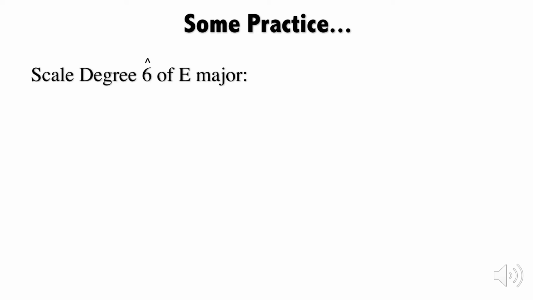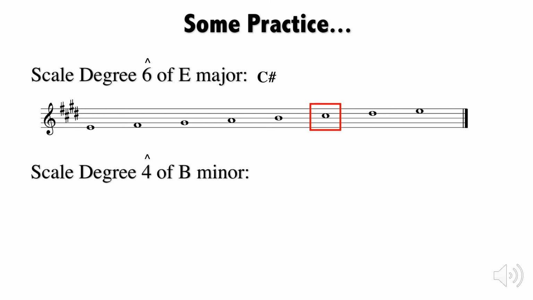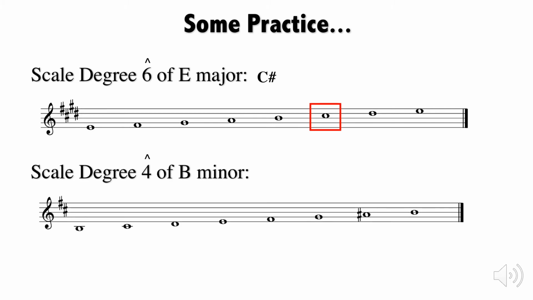So let's do some practice with scale degrees. What is scale degree number 6 of E major? All we have to do is think or write out the E major scale and count to the 6th note. In this case, it's a C sharp. So scale degree 6 of E major is C sharp. Let's do another one. What is scale degree 4 of B minor? Again, we just write out our scale and count to the 4th note. In this case, scale degree 4 of B minor is an E.